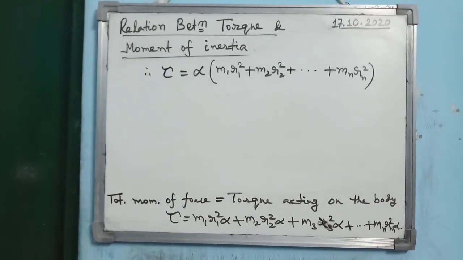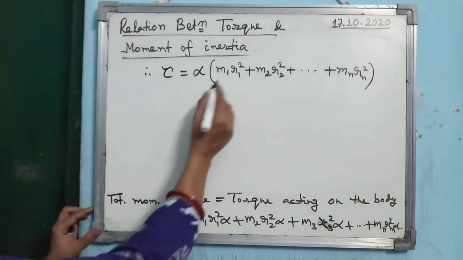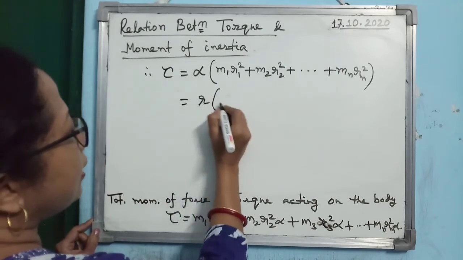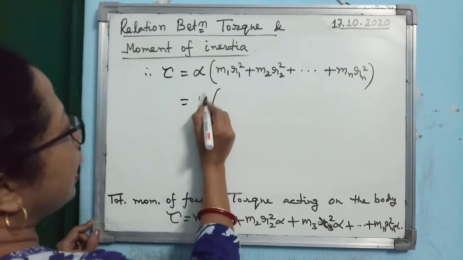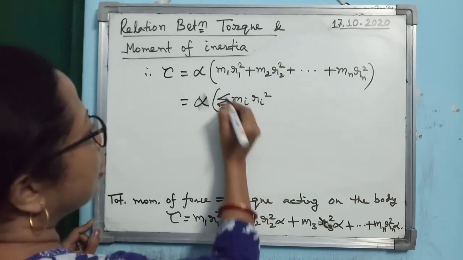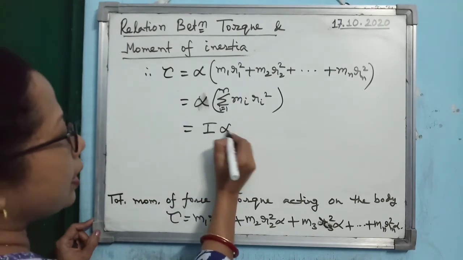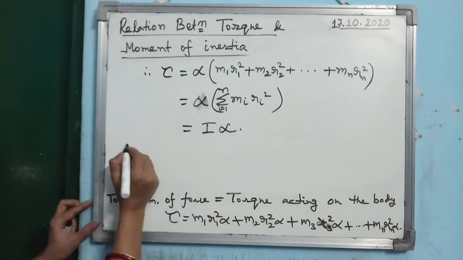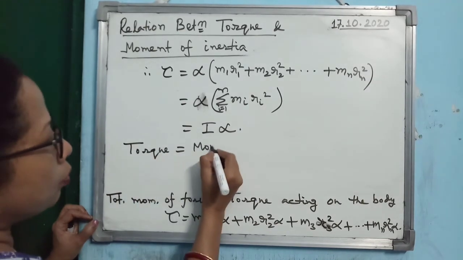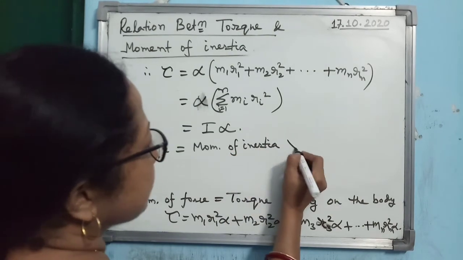So you see, you can write torque is equal to, taking alpha common from all, m1 r1 square plus m2 r2 square plus up to mn rn square. So one can write it as alpha into sigma mi ri square, i equal to 1 to n. Now what does it represent? It is nothing but the moment of inertia. Is that clear? So you see, the relation you have got is torque is equal to moment of inertia into angular acceleration.